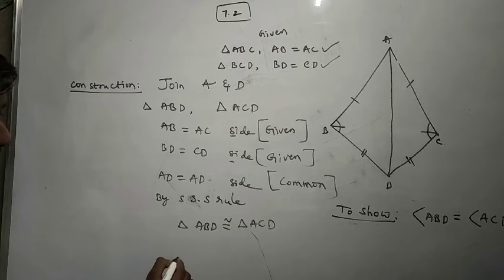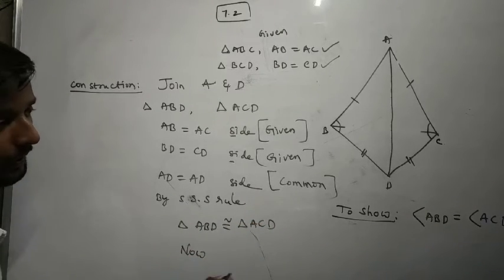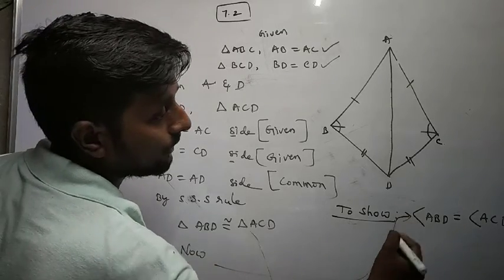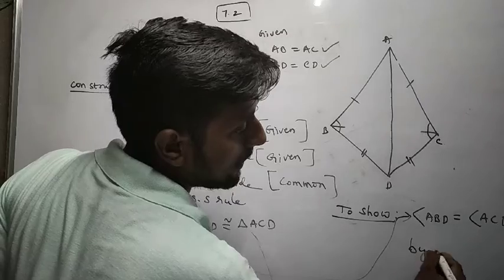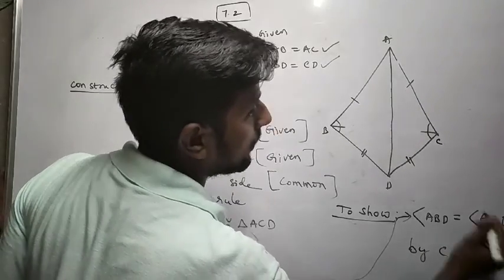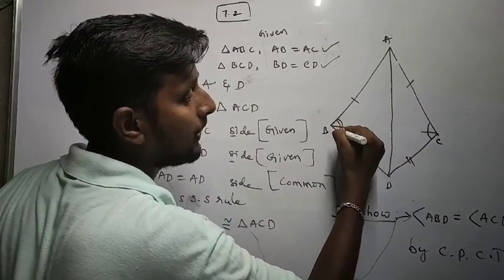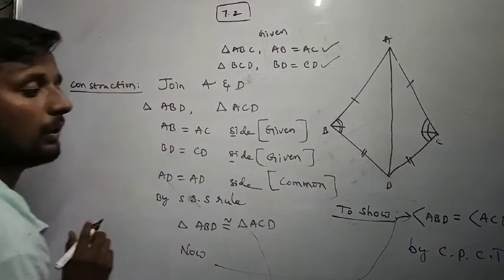Correct? So now what will we write? Now whatever we wanted to show, that is shown and proved by CP/CT rule. So after congruence, we can say the corresponding parts are equal.